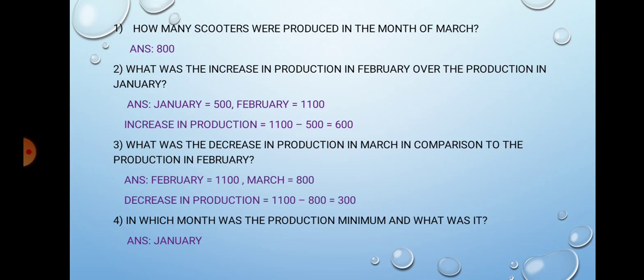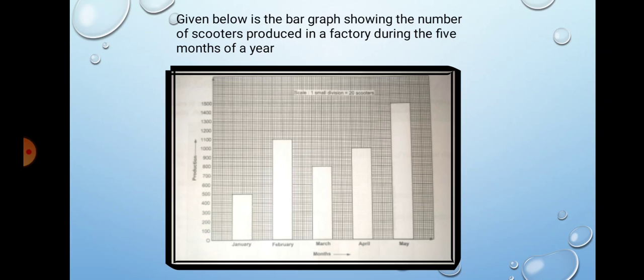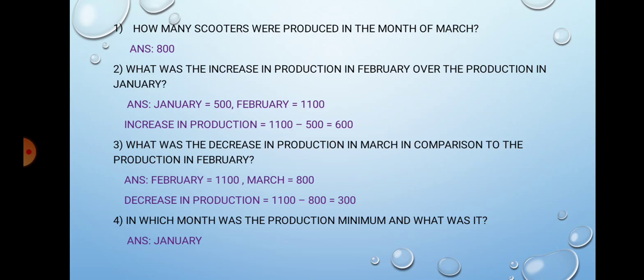How many scooters were produced in the month of March? Can we go back to the graph? Of course. It is 800. Very good. Now let us see the second question. What was the increase in production in February over the production in January? Already we saw in January 500 scooters were produced, and in February 1100 scooters were produced. To find the increase in production between January and February, just subtract and see, the answer is 600.